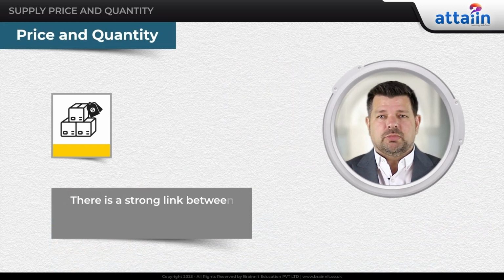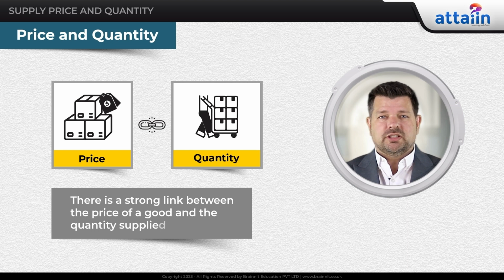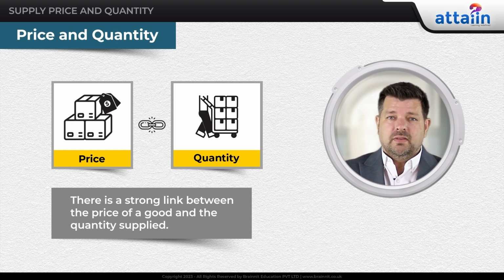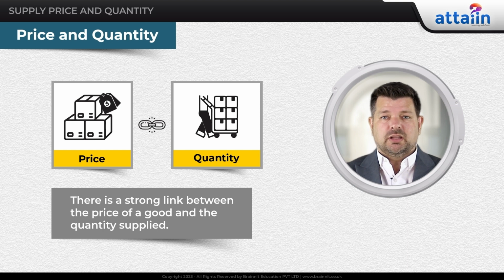There's a strong link between the price of a good and the quantity supplied. For example, if prices are too low, then sellers may not be interested in supplying the market as they won't be making enough profit.